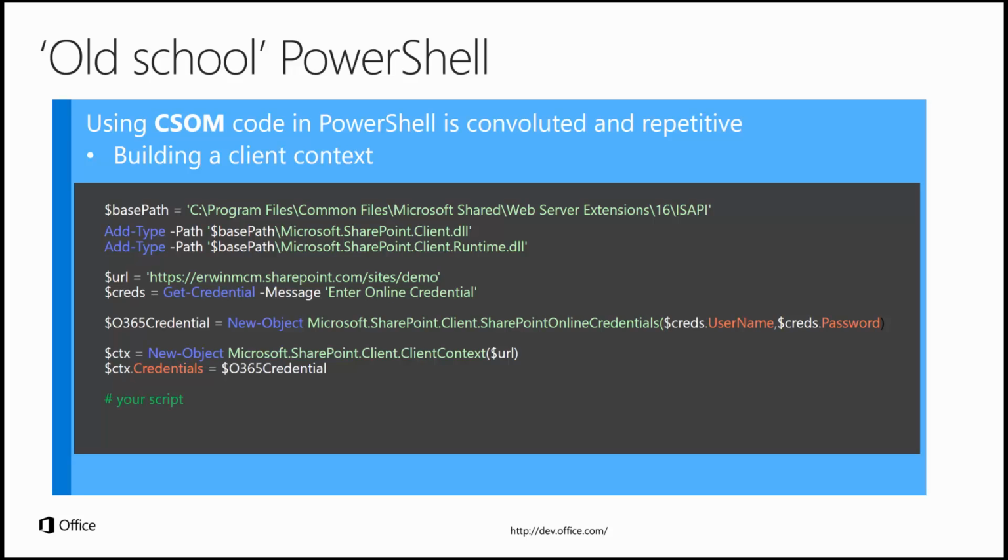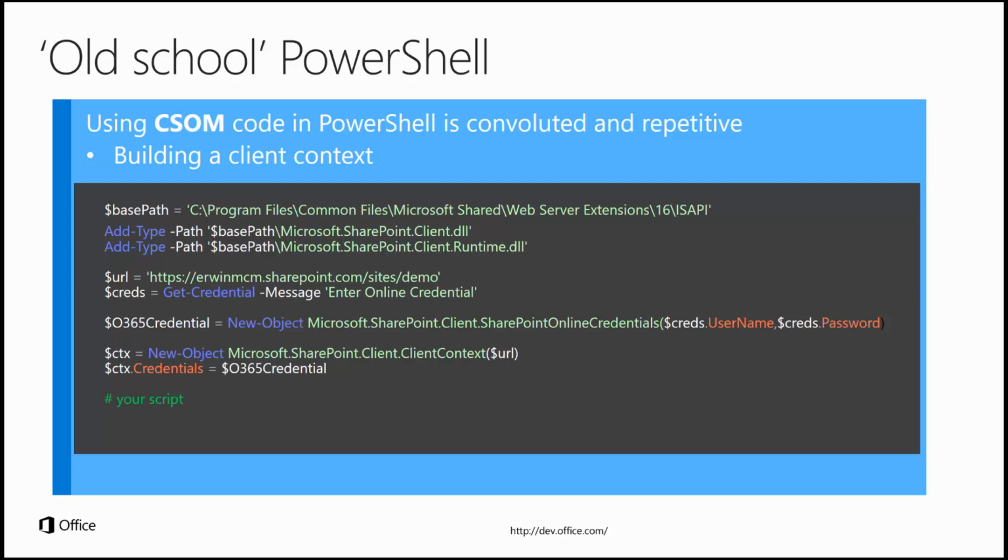Another thing you're doing here effectively is writing C# code in PowerShell, because this is exactly the same approach you take if you would write code in C#. You create a client context, you create a credential object, you set the credential object to your client context, and then you start to do the things that you want to do.